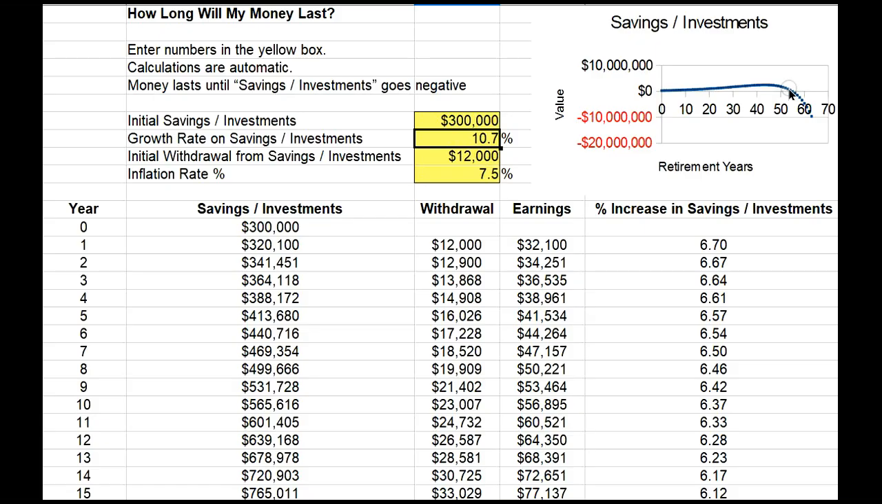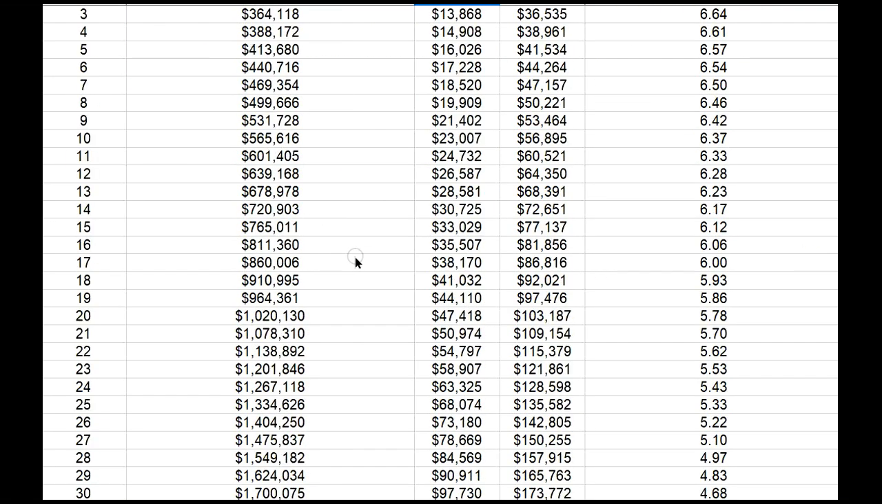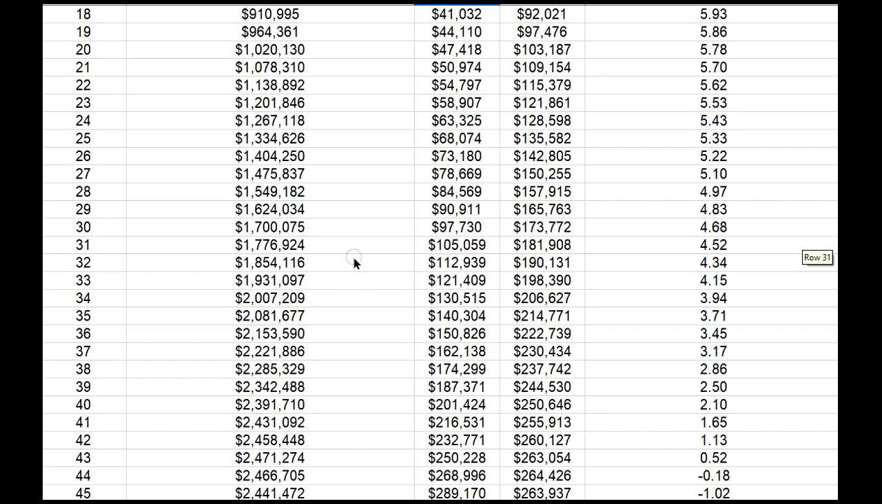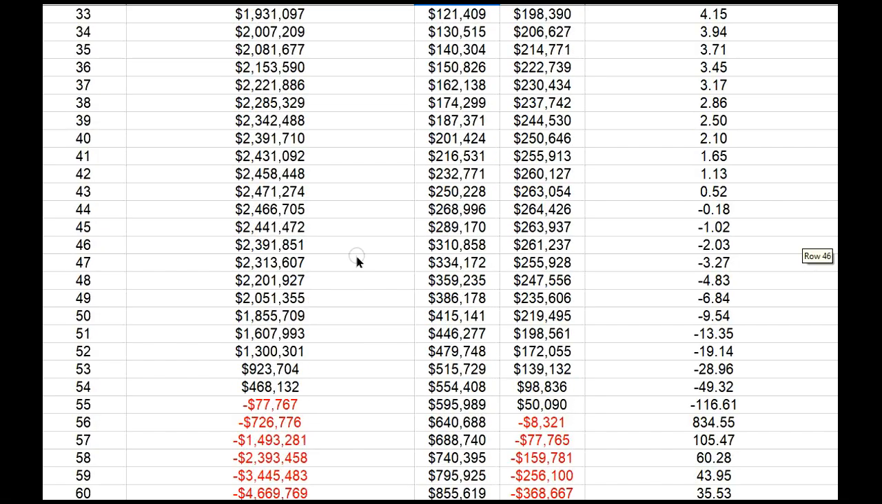Saving more changes the graph nicely. Now, it looks like my money will last about 50 years. That is quite a change from 37 years to 50. Let us scroll down to see the numbers. This is, indeed, a happy result. My money now lasts for 54 years instead of 37. Saving more sure makes a big difference.